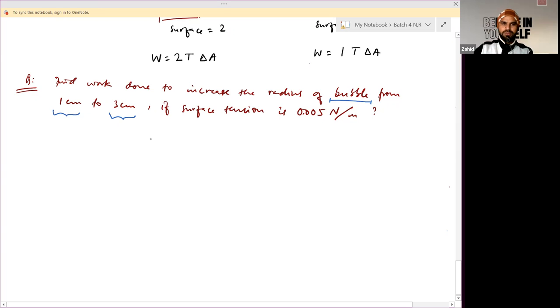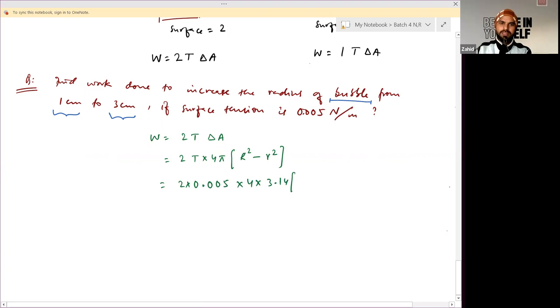This is the case of bubble. So work done will be equal to 2 times T into change in surface area. So 2 into T, change in surface area will be 4 pi times final radius square minus initial radius square. So 2 into surface tension, which is 0.005, into 4 pi, pi is 3.14. Capital R is 3 centimeter, so it will be 3 into 10 to the power minus 2, square. 1 centimeter, so 1 into 10 to the power minus 2, square. So if you remove this decimal, you'll get 1000. 2 into 5, 10. So 10 can cancel out.